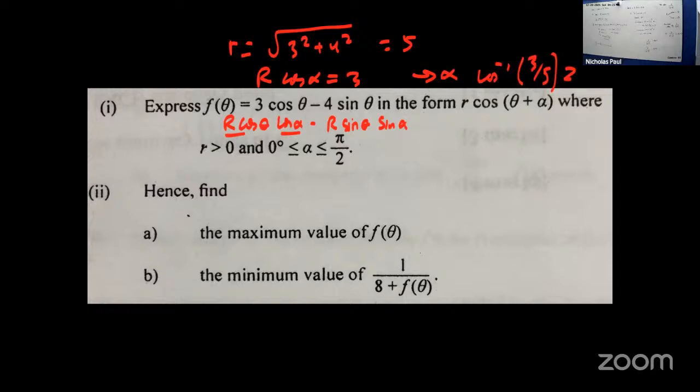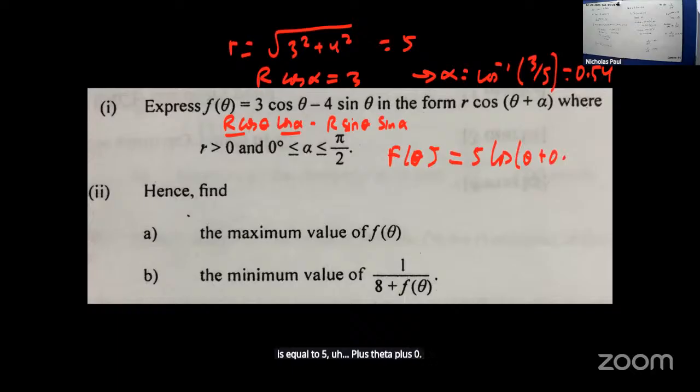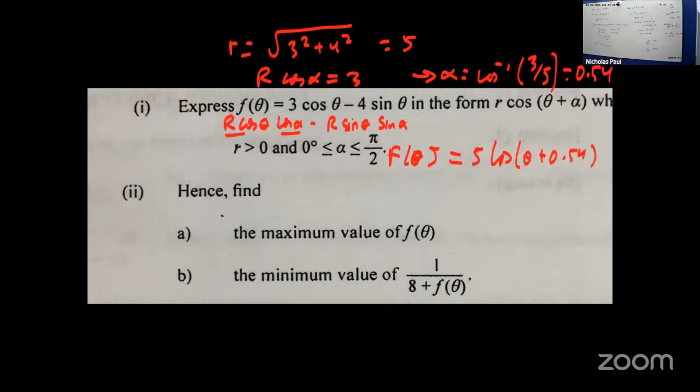What's cos inverse 3 on 5? 0.54. So your answer will be f of theta is equal to 5 cos theta plus 0.54. Everybody okay with that? Chloe, you get that? What you didn't get? Check it back. Nathan said cos inverse 3 on 5.